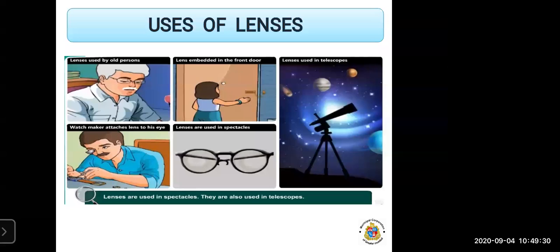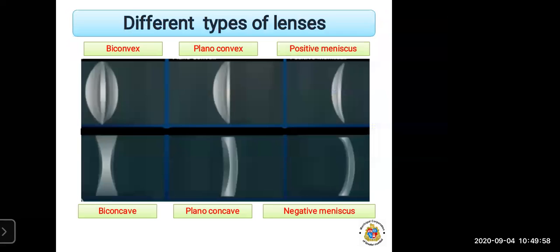Also, lenses are used in the microscope, whether it is a compound microscope or a simple microscope. Lenses are also used in the telescope. Spectacles also use lenses for reading. Again, a watchmaker uses lenses for repairing watches. So these are the uses of lenses.